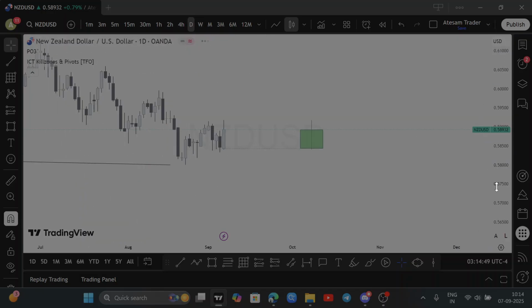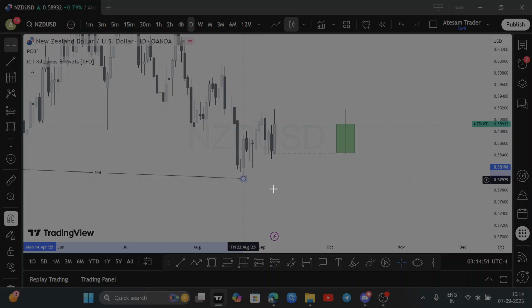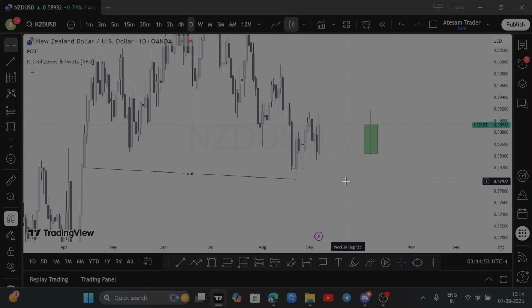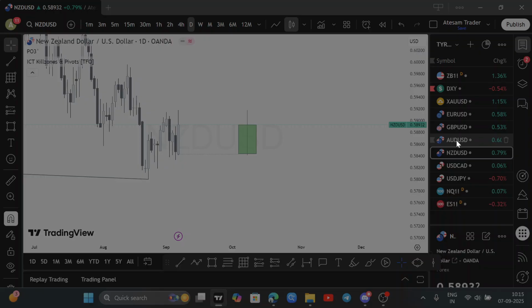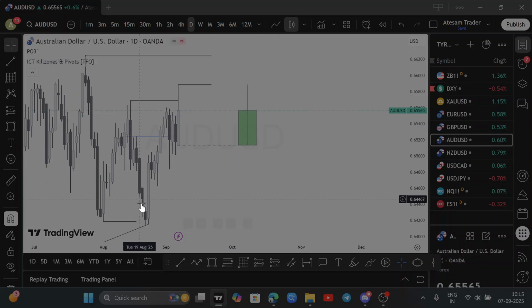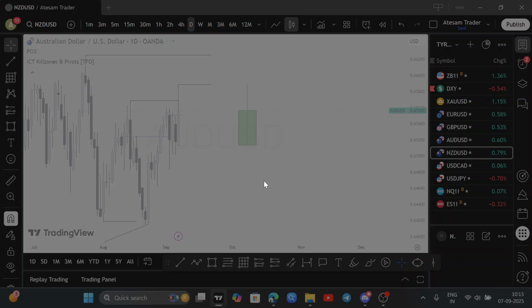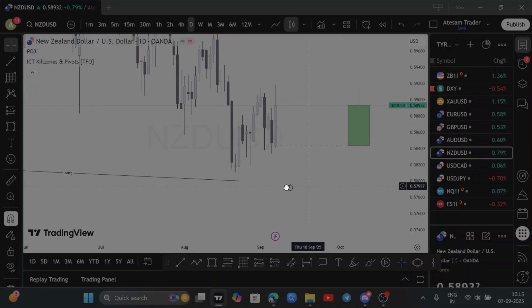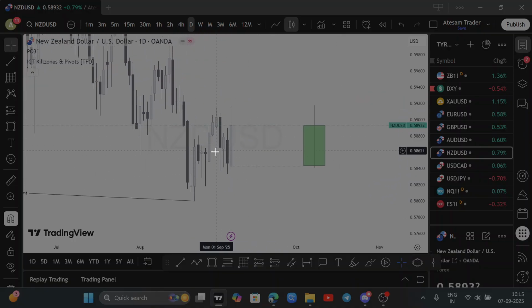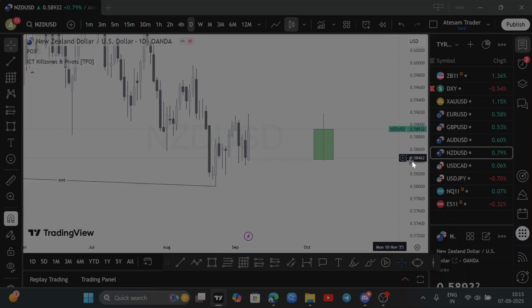So let's see on the daily what do we have. If you see this price action, what are we doing? This is an expansion and this is looking like more of a retracement, not a reversal. If you see the AUD USD, this is looking like a reversal, but here it is looking like a retracement. So this is not a good idea to look for buys in NZD USD. So we will skip this pair.